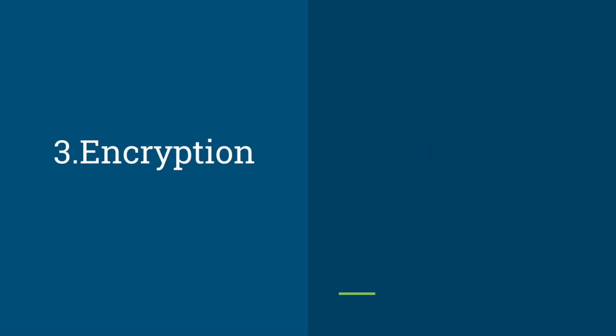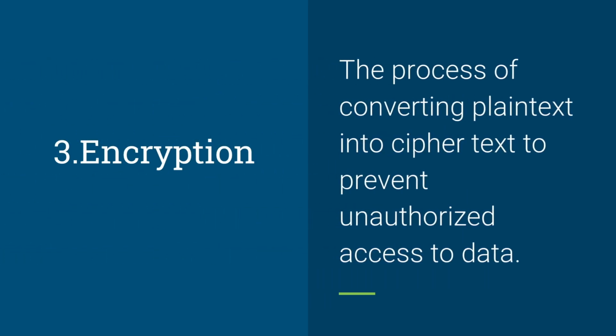Next important concept is encryption. To define encryption, we have a simple example. Here we have a scenario where Alice wants to send a confidential email to Bob. Then she uses encryption to ensure the email content is secure. In other words, encryption is the process of converting plain text into ciphertext to prevent unauthorized access to the data. This is the simple definition of encryption.